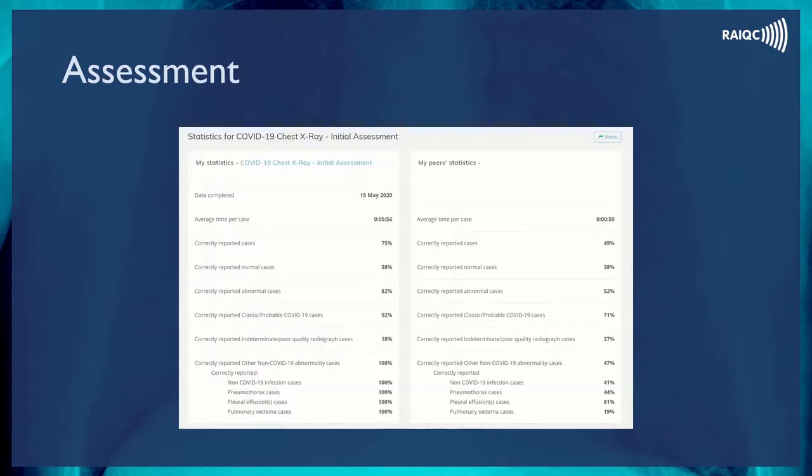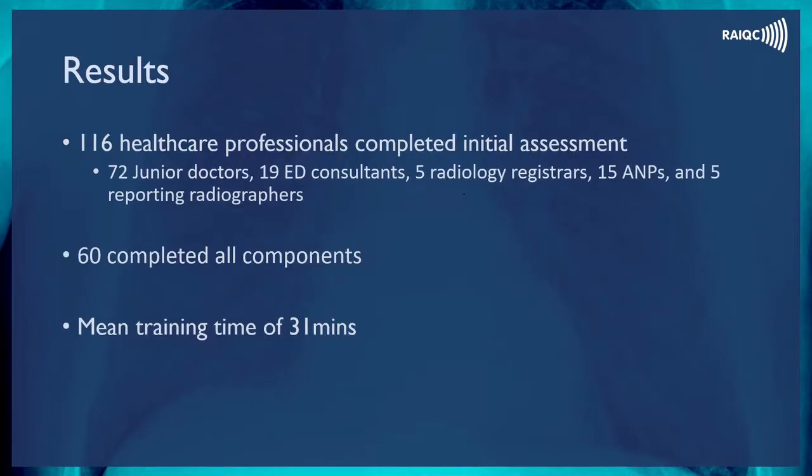RAKE also allows for a detailed breakdown of statistics, such as average time per case and percentage of cases reported correctly. This is particularly useful for formal assessments for things such as endotracheal tube positioning.